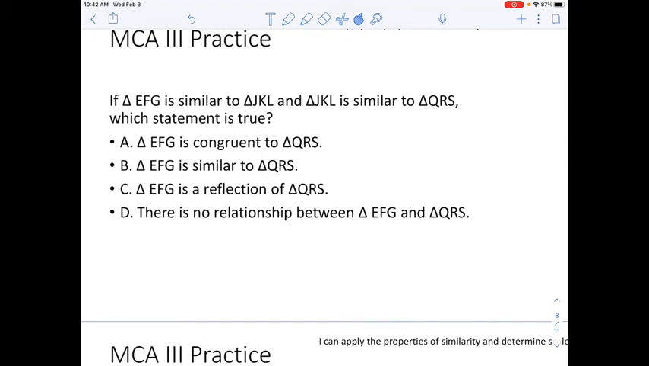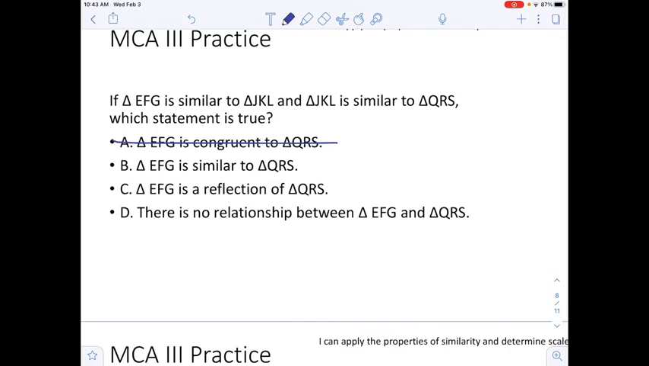So this problem says if triangle EFG is similar to triangle JKL and triangle JKL is similar to triangle QRS, which statement is true? Letter A, and we can really solve this by process of elimination. Letter A, EFG is congruent to QRS. So that means that they are exactly the same. There's nothing in here that tells us that it's congruent, so it's not that.